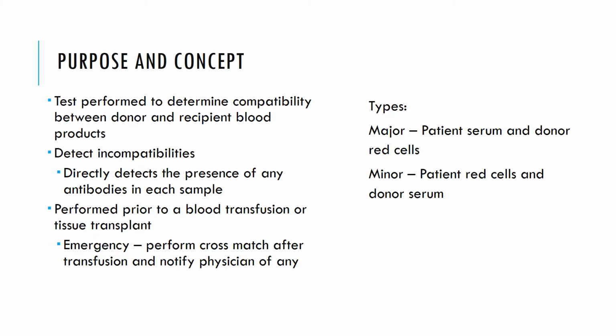There are two types of cross-match procedures. The most common cross-match utilized is the major cross-match. This test is performed using patient serum and donor red cells. The major cross-match is used for patients who only need red blood cells transfused. The minor cross-match test is performed using patient red cells and donor serum. This test is used for patients that will only be receiving a serum transfusion.